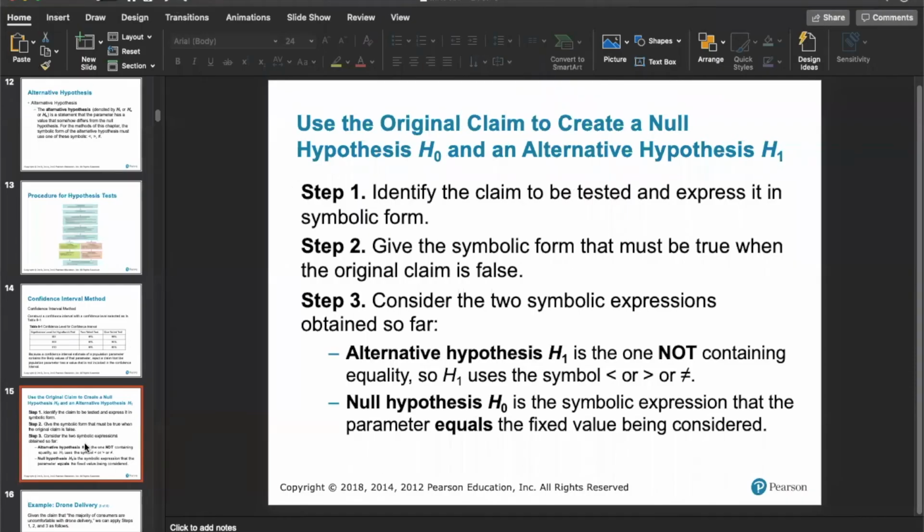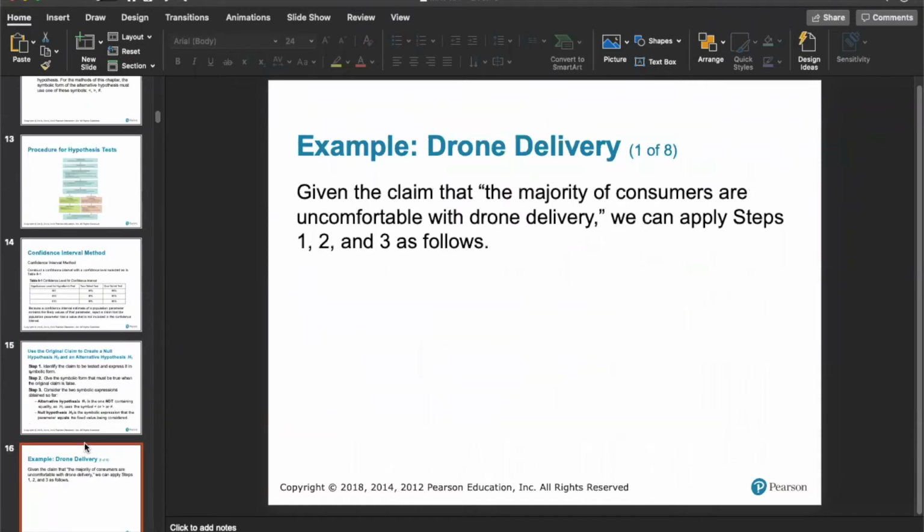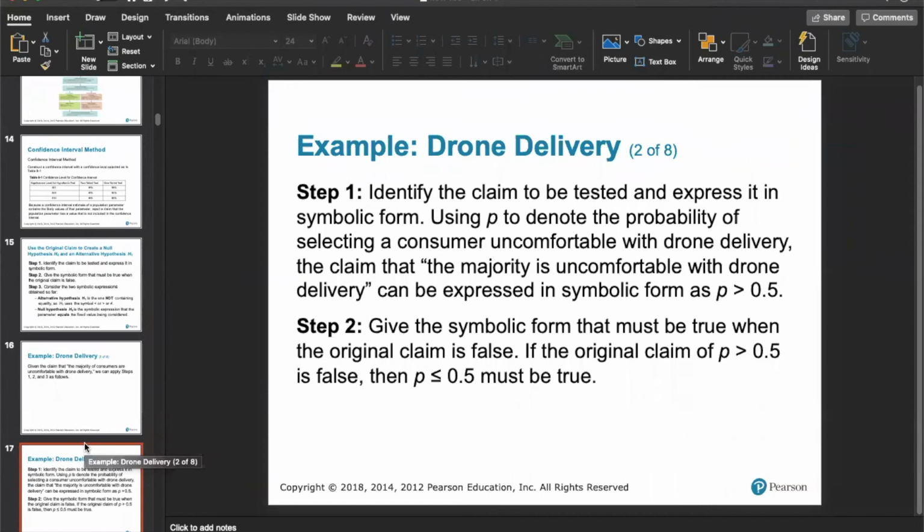So if we were to look at another example, they tell us about drone deliveries again. They give us the claim that the majority of consumers are uncomfortable with drone deliveries. And then we can look at supplying our steps. So for step one, we're identifying the claim.